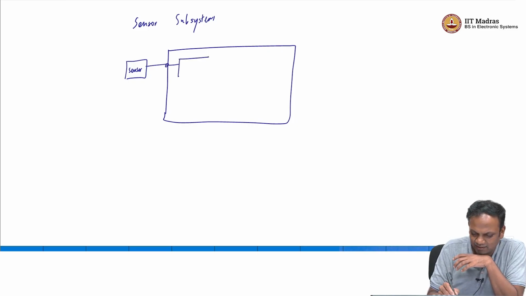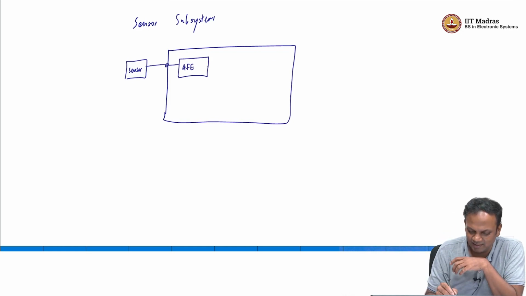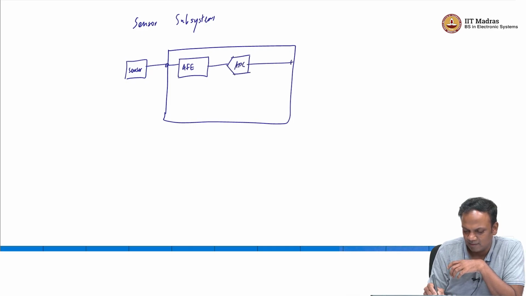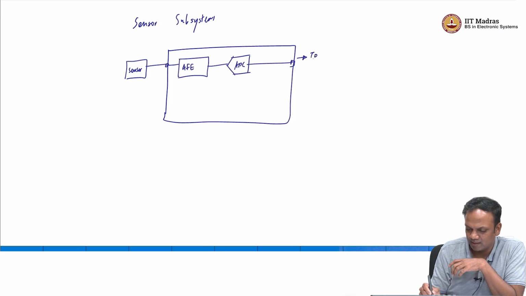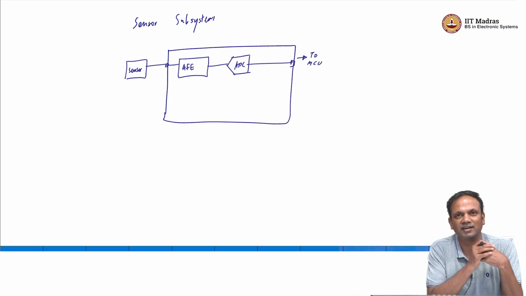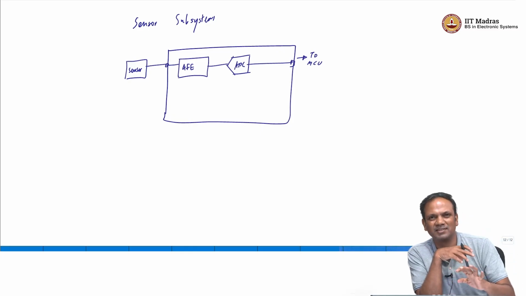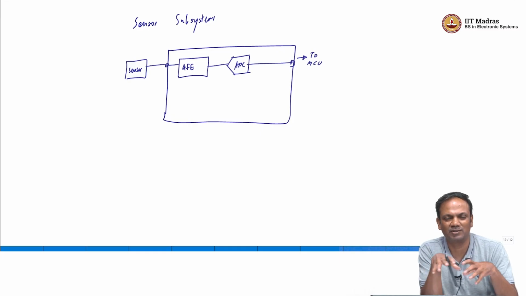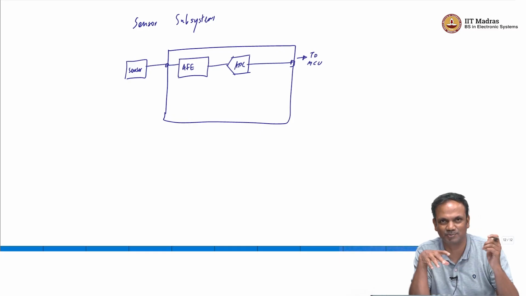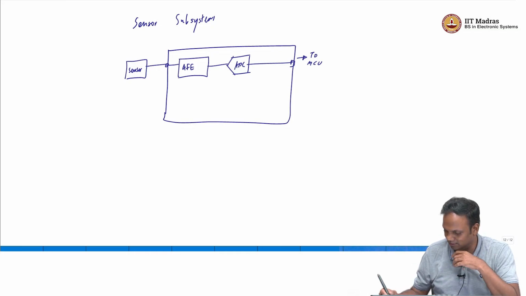You will have an analog front end. The analog front end will include conditioning, will include amplification, etc., and this then goes to an ADC. This will go to the MCU. Sometimes this ADC can also reside in the MCU, right. So, this is a very simple look of the sensor subsystem. We are not going to spend much time on the sensor subsystem, but just for completeness' sake I showed it to you.